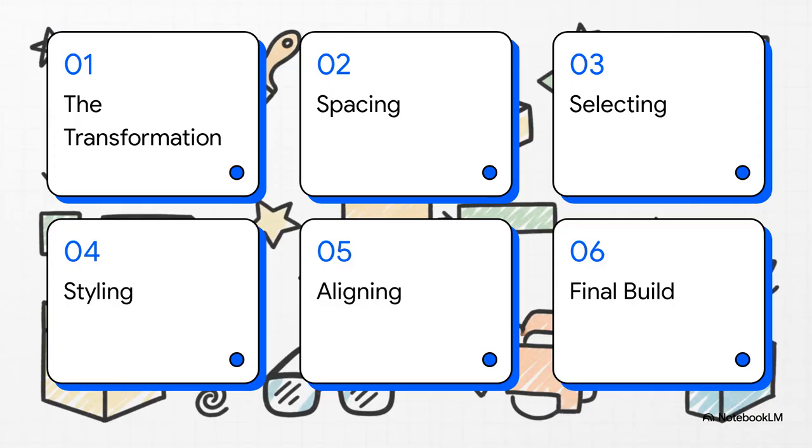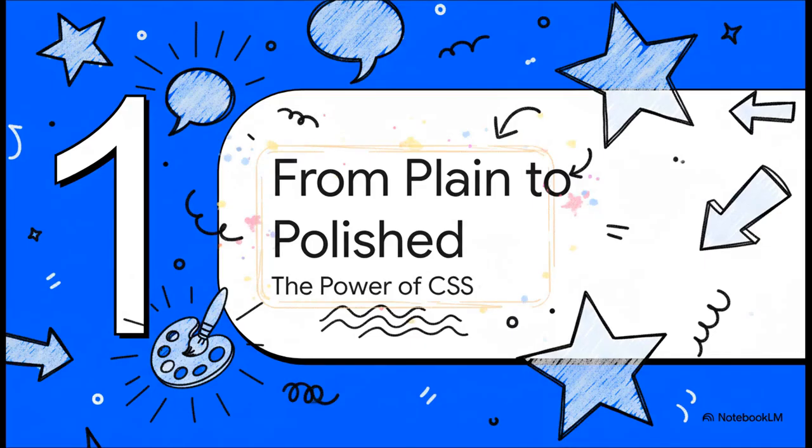So here's our game plan. We'll start with the before and after to see what we're aiming for. Then we'll dive into our 4 key building blocks: spacing, selecting, styling, and aligning. And finally, we'll put it all together for the final build. Ready? Let's jump in.